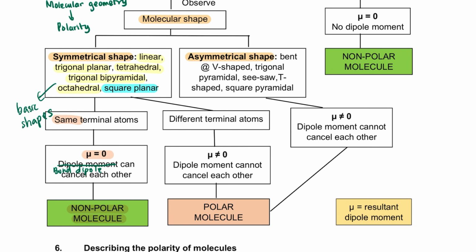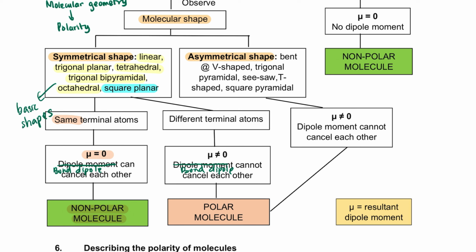So after you have looked at the shape, whether symmetrical or asymmetrical, let's say the shape is symmetrical, you need to look at the terminal atom. If the terminal atoms are the same, then mu equals 0. That means the bond dipoles cancel each other, so automatically it will be a non-polar molecule. While if your terminal atoms are not the same, so different terminal atoms, mu is not equal to 0, then the bond dipoles cannot cancel each other, and it will be a polar molecule. Alright, so simple.